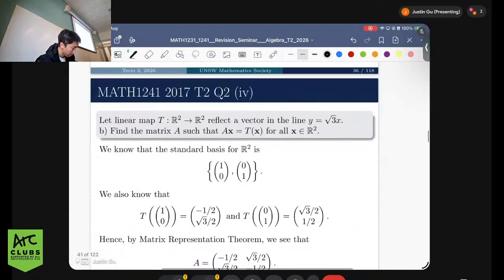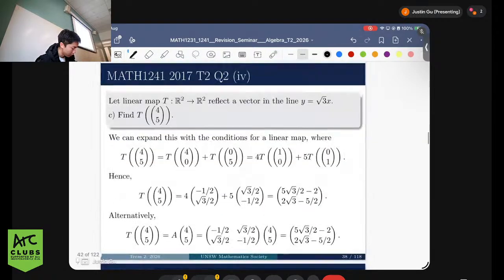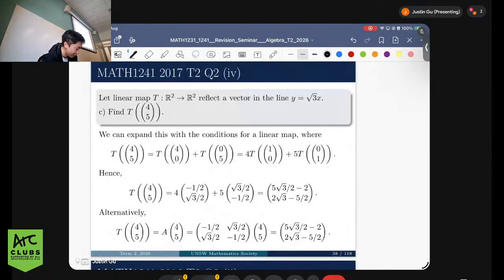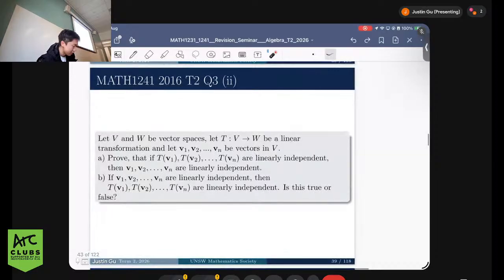Okay, this doesn't have space for me to write, so I'll just go through this answer. If you want to find T(4, 5), we just use the property that it is a linear map, so we can split it up like this. Then you get your left hand side and your right hand side. That's just the definition of a linear map. Then you just substitute your values because you know what T(1, 0) and T(0, 1) are. Any questions with this question? All right, can you guys have a go at this question?